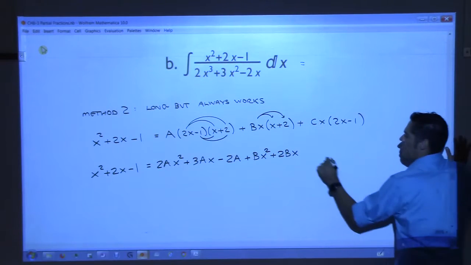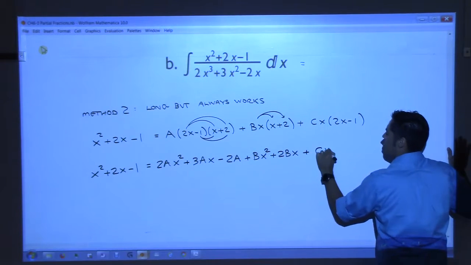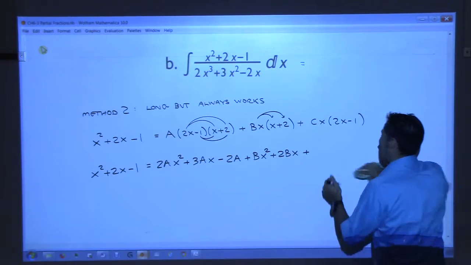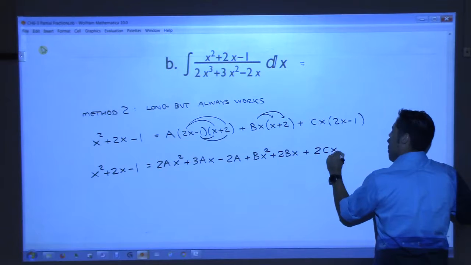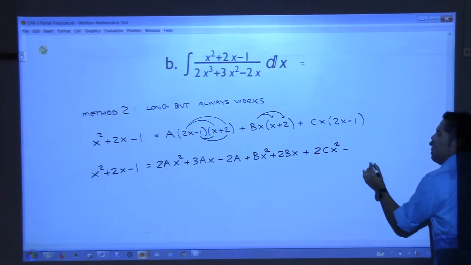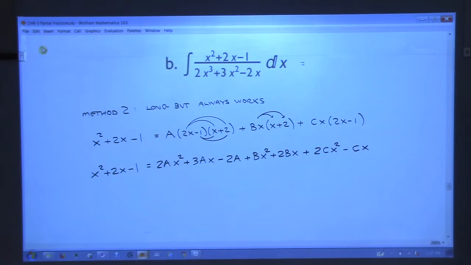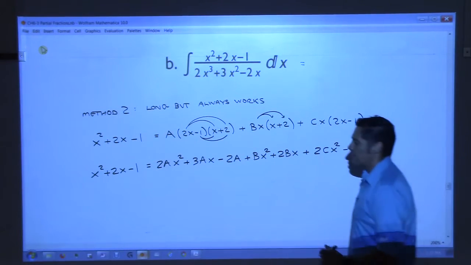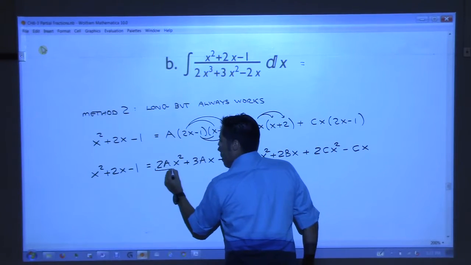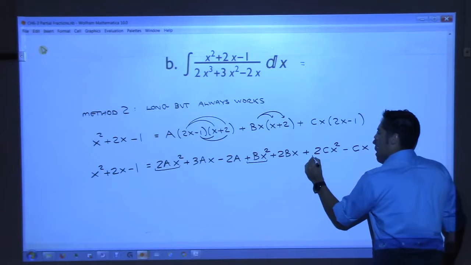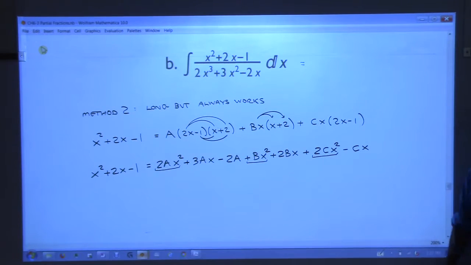Same thing with the last one. 2cx squared, right? 2cx squared, and then minus cx. At this point, what we do is we collect like terms together. So please recognize that that's an x squared term, that's an x squared term, and that's an x squared term, right? So I'm going to put them all together next to one another.